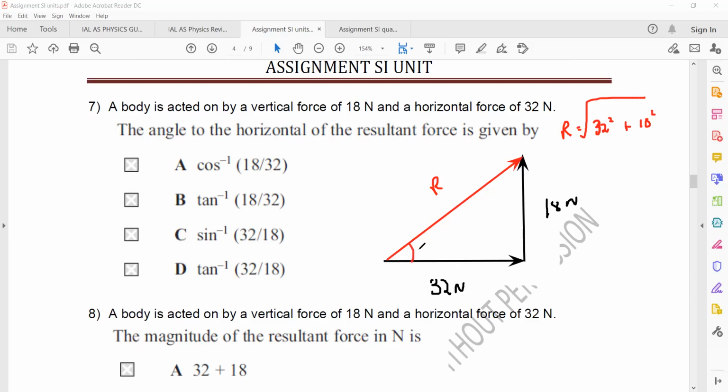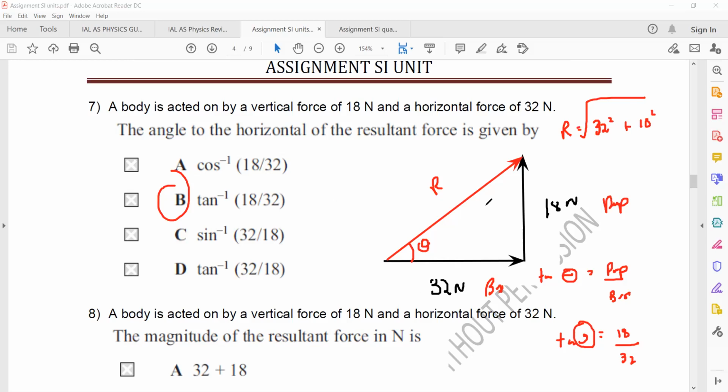But how do we get the direction? This one is the perpendicular and this is the base. If I need this angle, tan theta is perpendicular over base. So tan theta is 18 over 32. But we need theta. So theta is tan inverse of 18 by 32. So what is the right answer? B is the right answer.